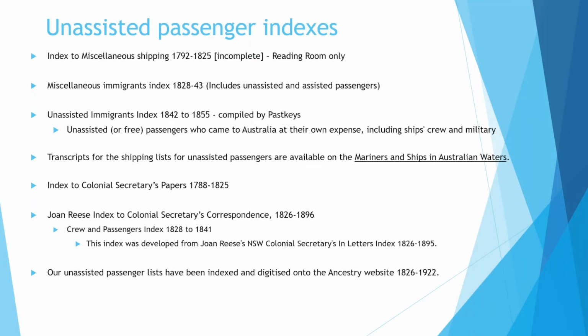And as with the convict and the assisted immigrants, the unassisted passenger lists have also been indexed and digitised onto Ancestry from 1826 to 1922. Now, this is really the first time that these unassisted passenger lists have been indexed. Prior to that, and some of you might remember this, if you were looking for an unassisted passenger, you would have to go through the reels year by year, month by month. It was very, very time consuming. So to have this index has really opened these records up to researchers.